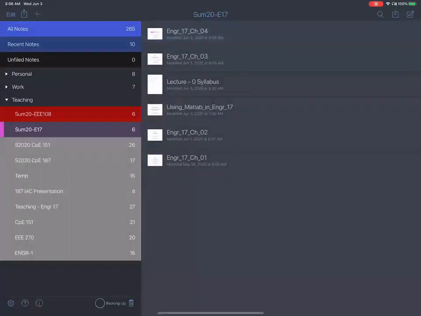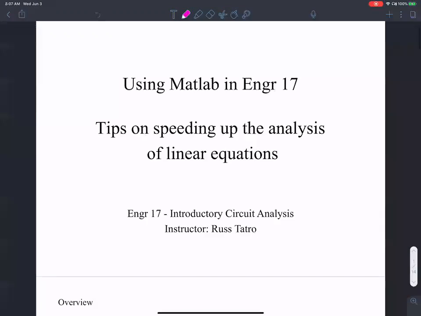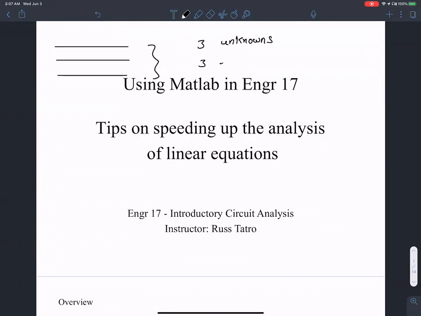Before we do that, I want to spend a little bit of time talking about using MATLAB in Engineering 17. MATLAB is a very handy tool. Among a lot of other things, it can help us speed up analysis of linear equations. So far, what we have done was we developed a set of equations. Let's say there were three unknowns. Then we developed three linear equations using KCL and KVL, different nodes, different loops, and so on. Then we solved them, right? This was the idea that we followed so far.